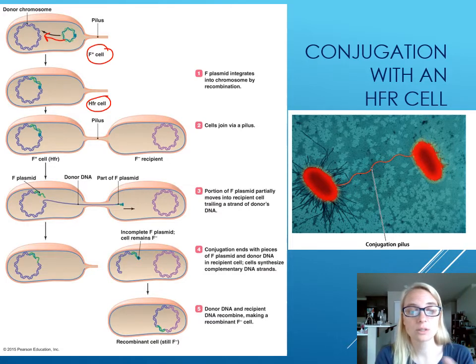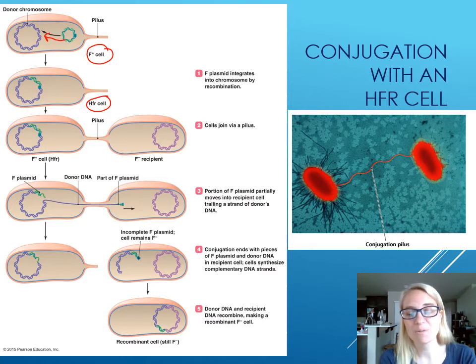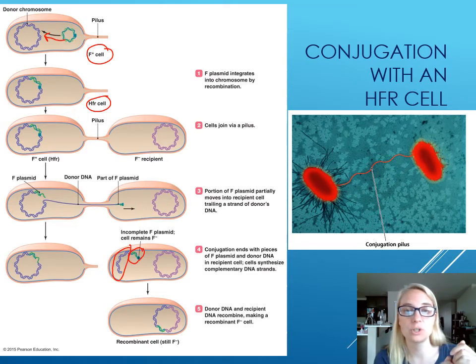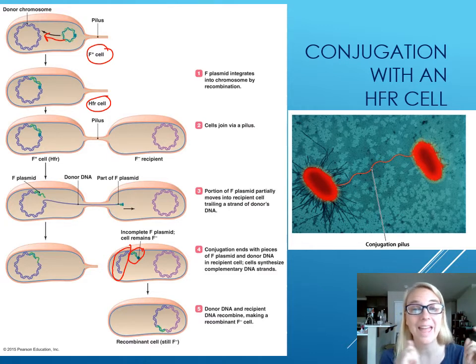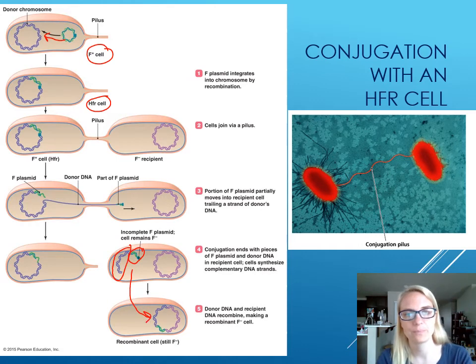And once it's made the pilus, it's connected to the F minus cell. Not only does it start sending over the fertility factor, but it starts sending over part of the DNA, the actual chromosome. So now not only does it have part of the fertility factor, but it also has parts of the original bacterial DNA. And not only that, it gets incorporated into the chromosome. So this is a recombined cell.